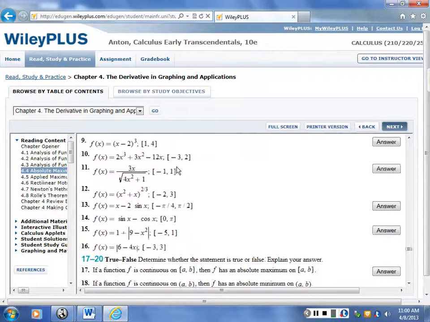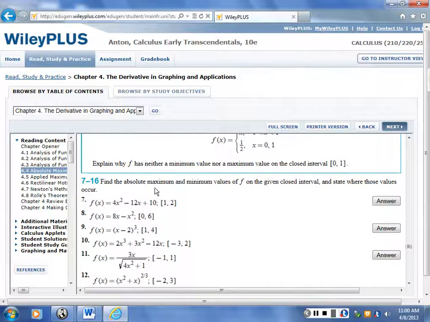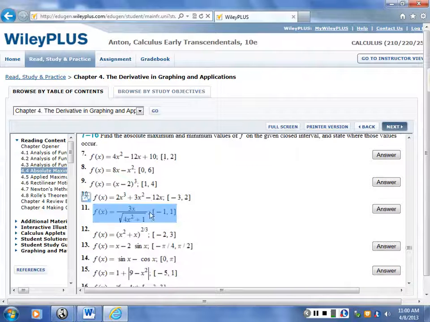So I'm looking for the absolute maximum or minimum value on this closed interval. So really, I need to find my critical points on this closed interval. Once I've done that, I test them and find the maximum and minimum. So the issue seems to be with finding critical points. Is that correct? Yes.